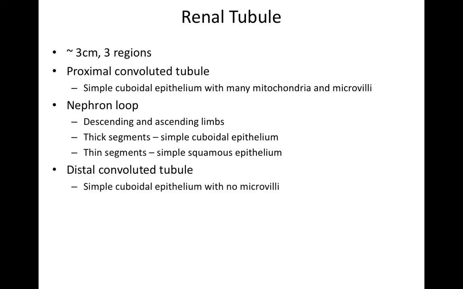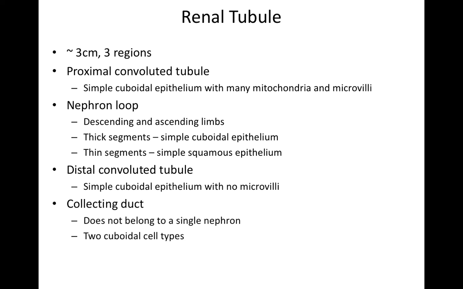That then leads us into a distal convoluted tubule where we have simple cuboidal epithelium, but we don't see the crazy high microvilli or mitochondria. So that indicates that we're not going to be as busy in the DCT as we are in the PCT. Distal convoluted tubules then are going to feed into collecting ducts. Again, a collecting duct does not belong to an individual nephron. It's not part of a nephron. It receives the distal convoluted tubules from many nephrons.